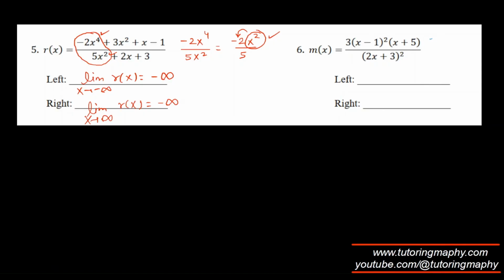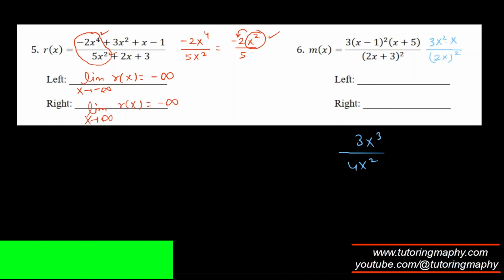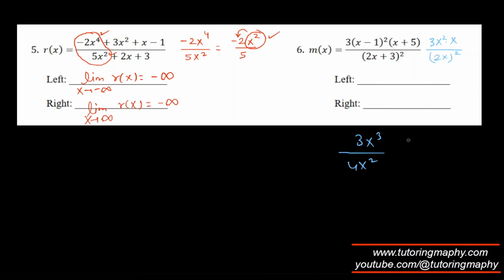Okay, here we have the leading term as 3x squared times x on the top, and here we have 2x whole square at the bottom, which means that it is 3x cubed, and here it is 4x squared. So that's what we have, and so here also the degree of the top is more, so the answer definitely does not exist, but we want to be specific.